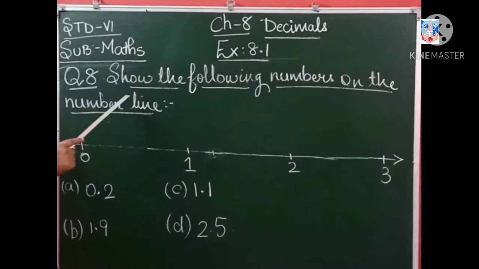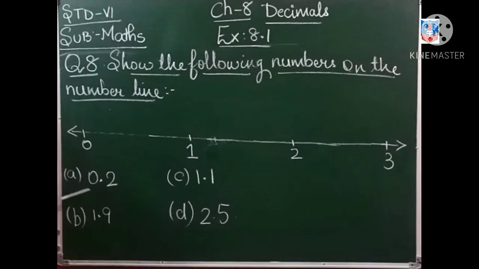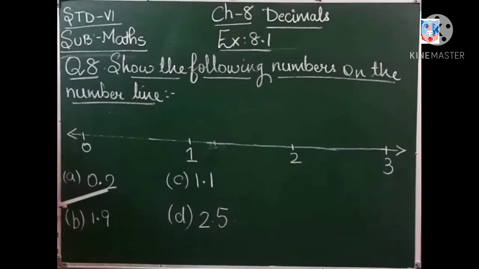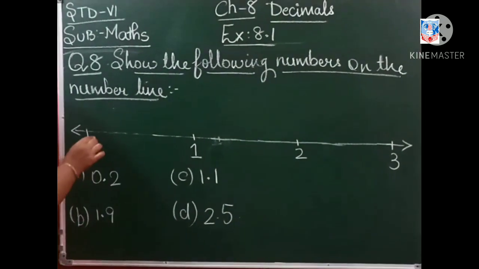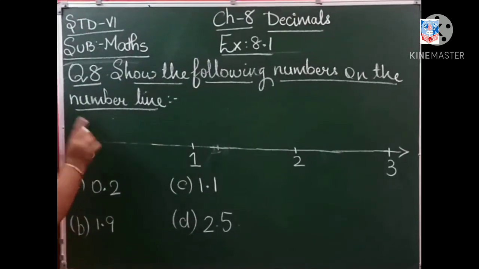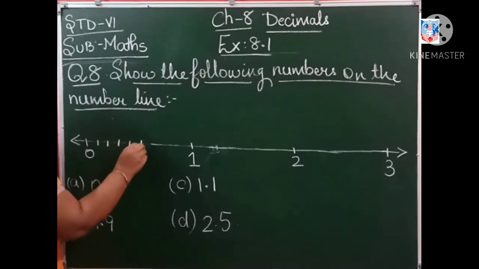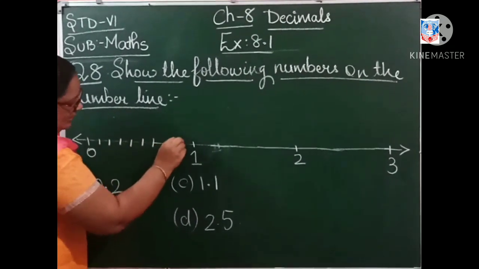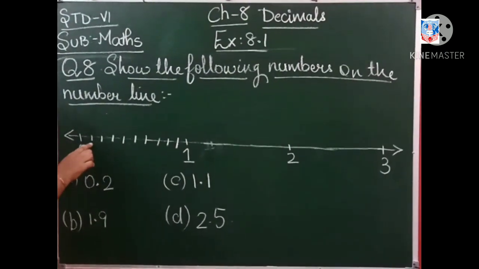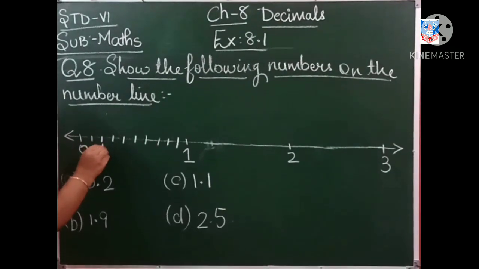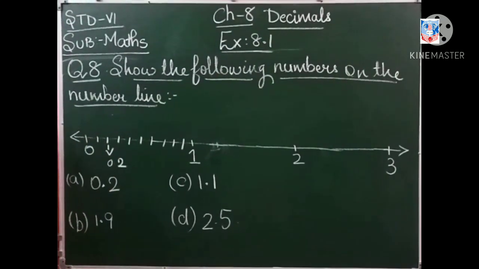Question number 8. Show the following numbers on the number line. Now first is 0.2. 0.2 means more than 0 and less than 1. First what we will do? We will distribute this into 10 equal parts. 1, 2, 3, 4, 5, 6, 7, 8, 9 and 10. Now this is 0.1. This is 0.2. So we will show 0.2 here on the number line.